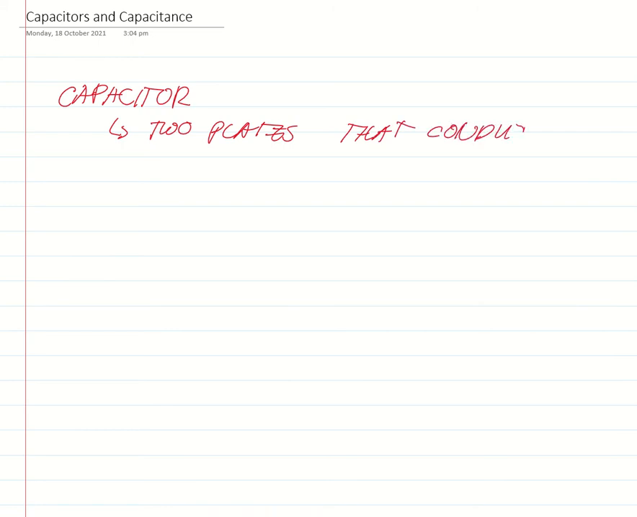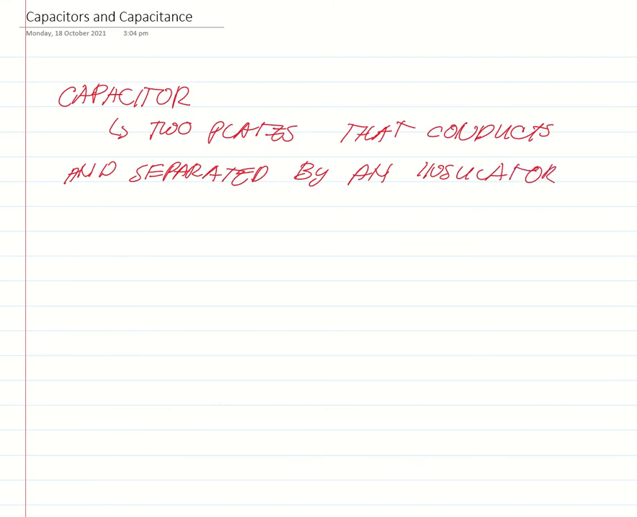Okay, so first we define capacitor. A capacitor is a device. Basically, it is formed by two plates that conduct and are separated by an insulator called dielectric.